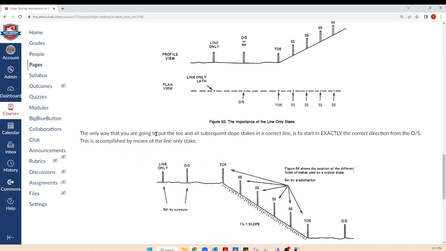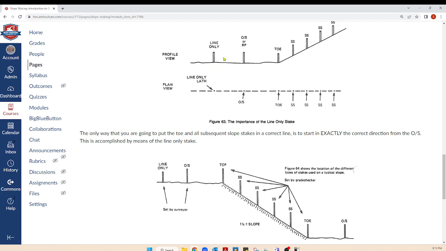Okay. The only way that you are going to put the toe and all subsequent slope stakes in a correct line is to start in exactly the correct direction from the offset. That's the line only lath they're talking about. The surveyor will set this line only, and he will set this reference or offset or reference point to slope stake. And this will give you the ability to use your hand level and line these stakes up so that they're straight in line as this overhead view shows us. They need to be straight in line.